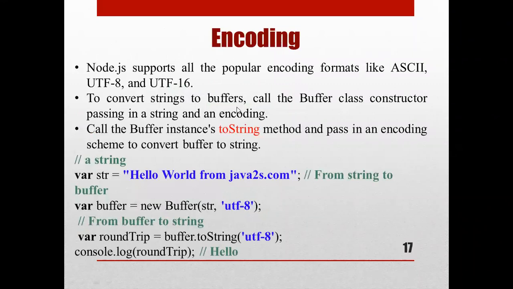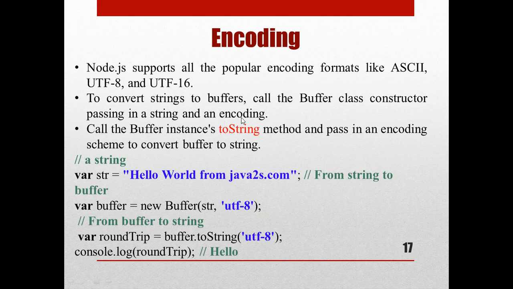So next one is node encoding techniques in Node.js. Node.js supports all the popular encoding formats like ASCII, UTF-8 and UTF-16. These are the encoding techniques, so Node.js supports all of these. To convert strings to buffers, call the Buffer class constructor, passing in a string and an encoding.